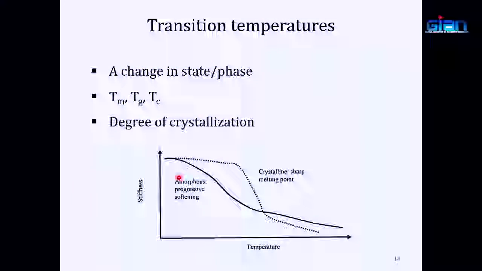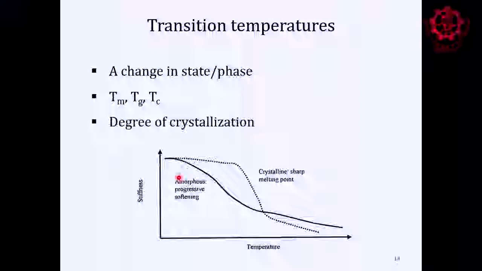So crystalline material will be solid, then at some temperature it will simply melt and you have a liquid. But for amorphous material, it will have a gradual change in the viscosity, and that is a gradual change in its stiffness or mechanical property. But in case of a crystalline material, you will have a sudden change in its mechanical properties.